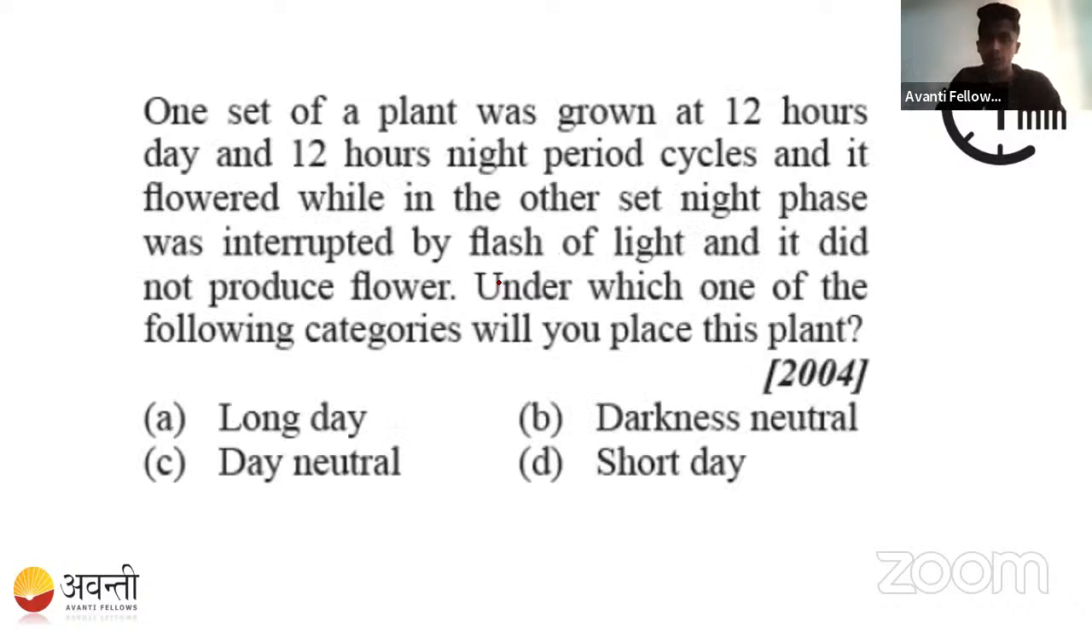Fine. So we have another question. One set of plants was grown at 12 hours day and 12 hours night cycles, and it flowers, while in the other set, the night phase was interrupted by a flash of light and it did not produce flowers. Under which one of the following categories will you place this plant? Long day, darkness neutral, day neutral, and short day. Okay. So I will launch the poll. Let's see if you can answer.